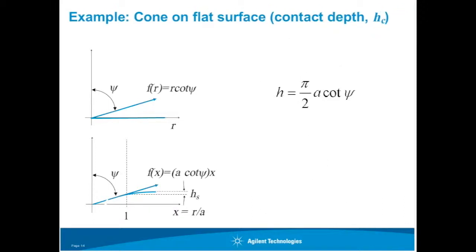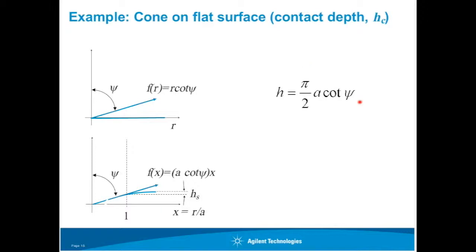So in the end, I'm sorry, there's an error here. This should be, this is just fine. I made a mistake. So this is just fine. We have that the total displacement or mutual approach h is equal to pi over 2 times the contact radius times the cotangent of the half-included angle of the cone.